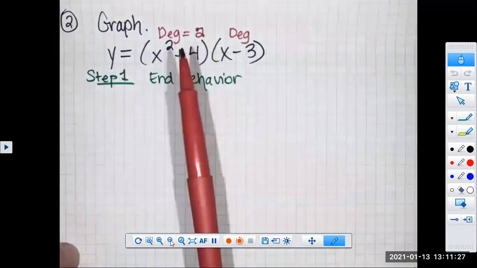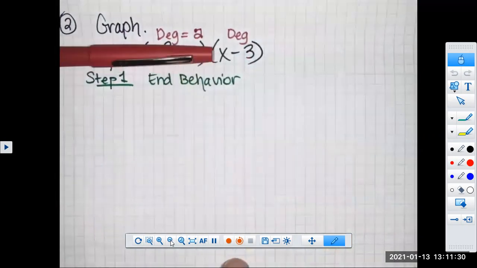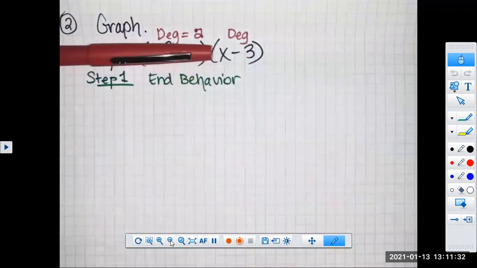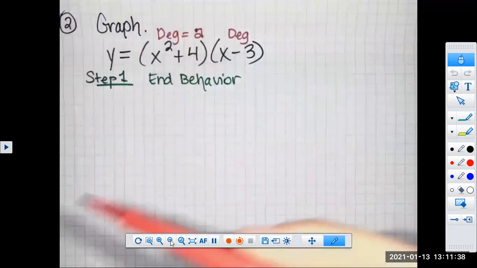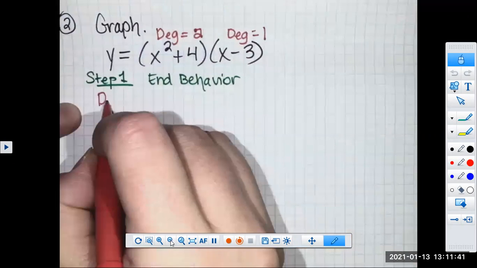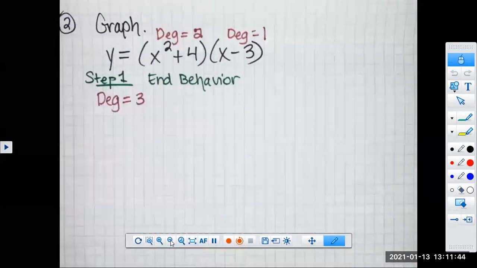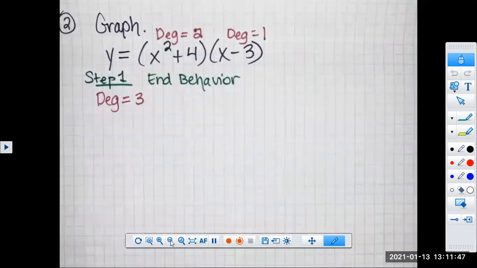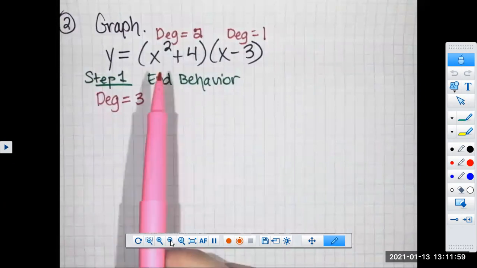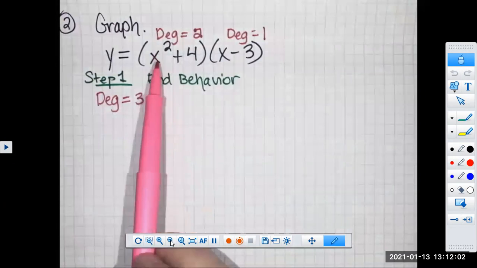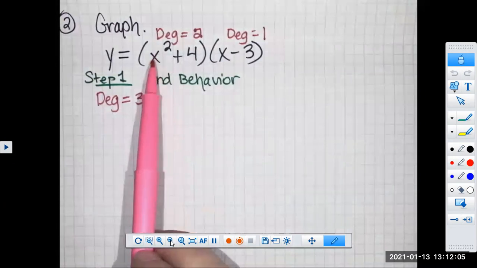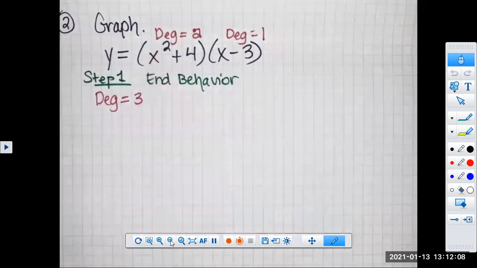If you look at just the end, what is your degree of x minus 3? What's the exponent of x? 1. So my degree is 1. So your degree overall, you add those up, so you have degree 3. How do you determine if it's positive or negative? What's your number in front of x squared? Good, it's positive 1.